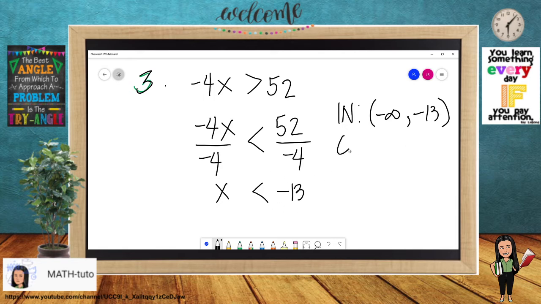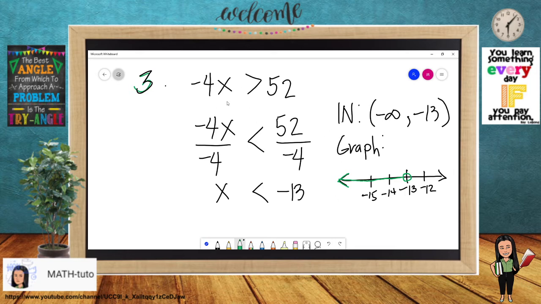And in graph, if you sketch the graph, -15, -14, -13, -12 here. So we put a circle on -13 and we go to the left, because -13 is not included, and to the left because it is less than. Okay? Let's try to check our answer.